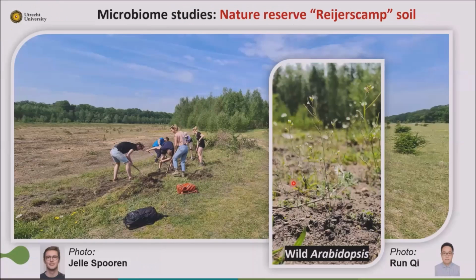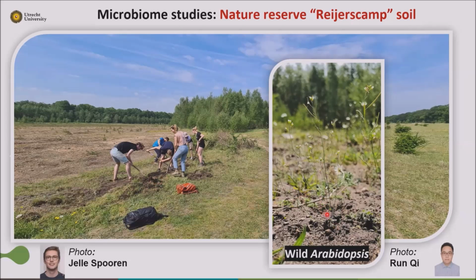So what kind of study systems do we use? If we investigate the microbiome, we use the model plant Arabidopsis thaliana. And in order to investigate the microbiome of Arabidopsis, we often make use of a soil from a natural reserve in the Netherlands called the Clipchamp. And here you see students digging the soil from this nature reserve to be used in the lab. And we use this soil because it has a long-standing recording of Arabidopsis occurrence.